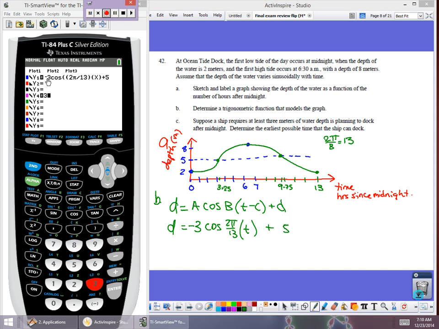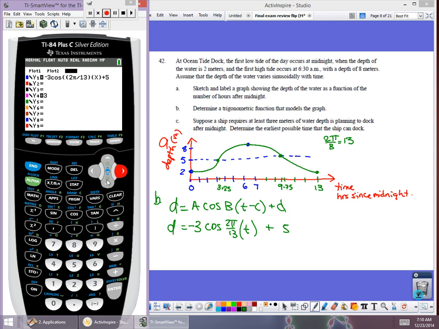All right, when I typed it in, -3 cosine, I made sure to use the negative, not the minus. 2 pi over 13 is in a subset of parentheses. Oh, look, I forgot a parenthesis. We've got our outer, but I forgot to finish off my parentheses. So I had a subset, and then I forgot my second parenthesis. That would have messed us up. I'm glad we saw that.